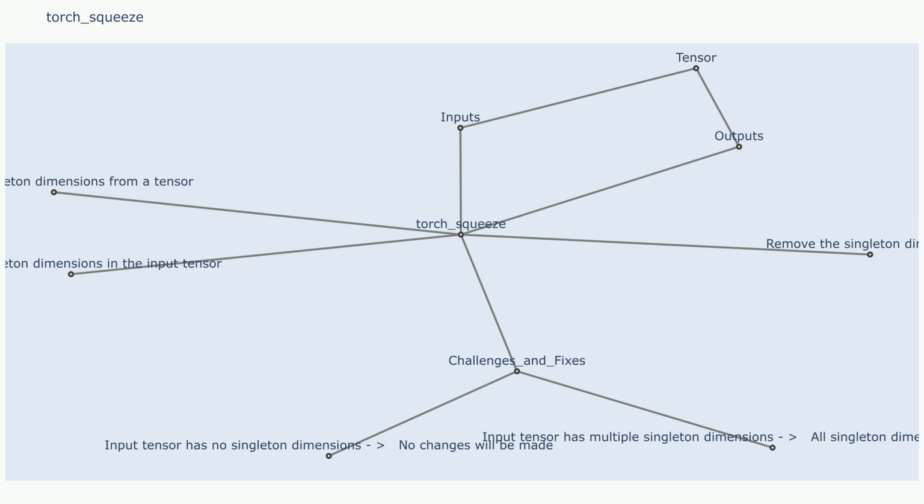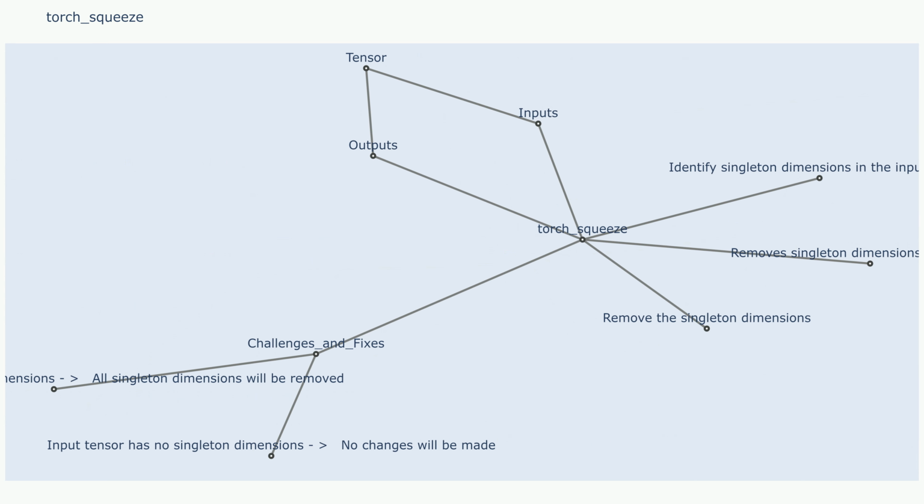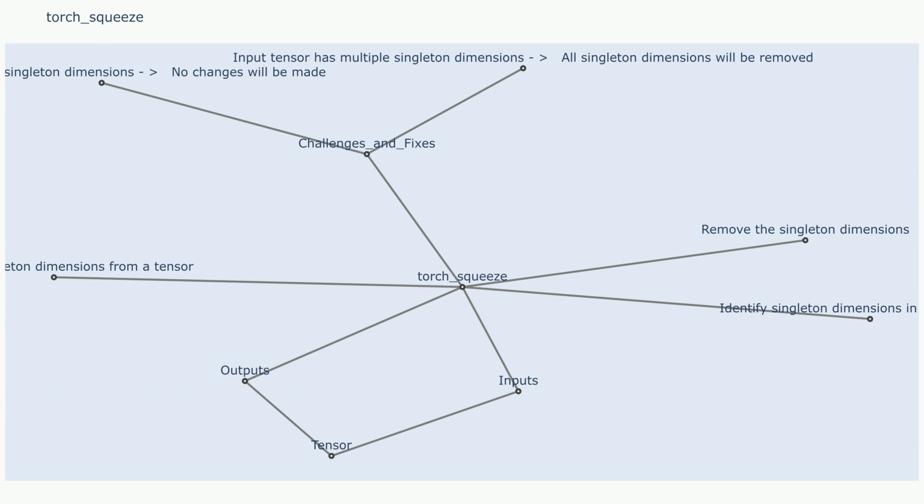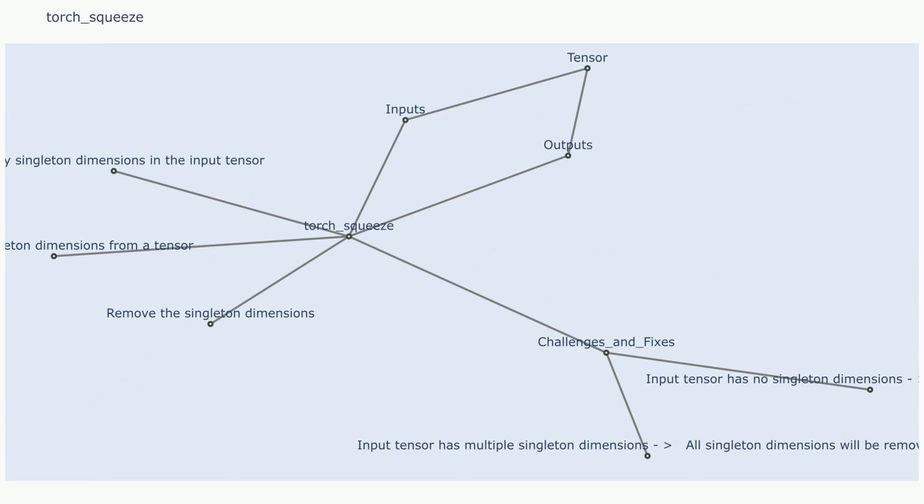Steps. Step 1. The torch.squeeze function identifies all dimensions in the input tensor that have a size of 1. Step 2. It removes these singleton dimensions, effectively collapsing them. The resulting tensor has the same data as the input tensor but with reduced dimensionality. Challenges and fixes. Challenge 1.